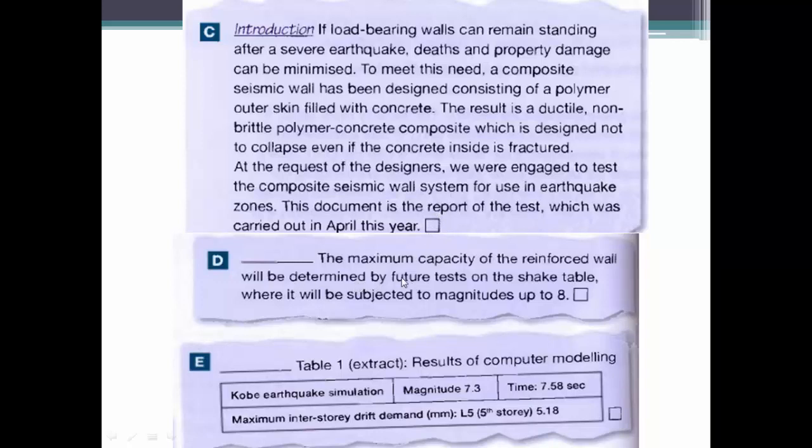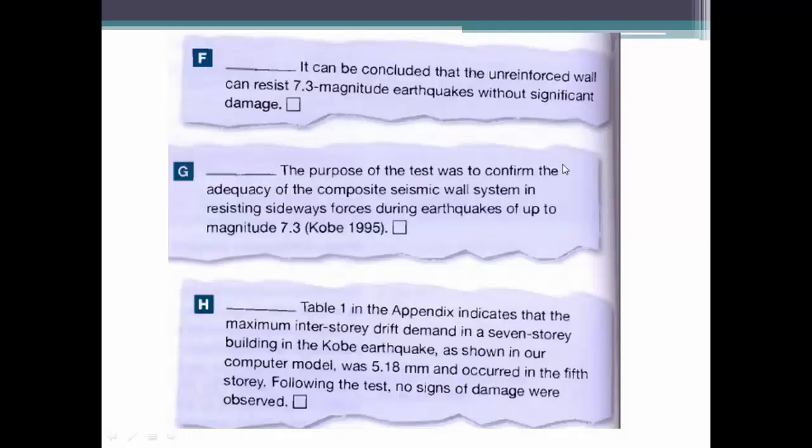You need to write here what. D part. The maximum capacity of the reinforced wall will be determined by the future test on the shake table, where it will be subjected to magnitudes up to 8. Table 1, extract of results of computer modeling. In the table you can see the figures. And last part, it can be concluded that the unreinforced wall can resist a 7.3 magnitude earthquake without significant damage.